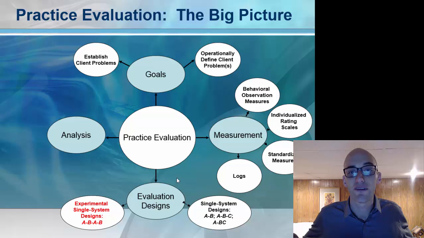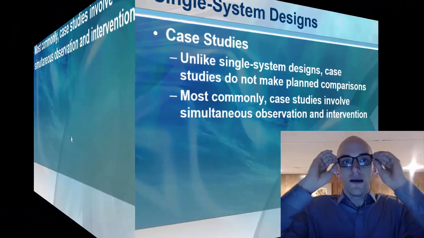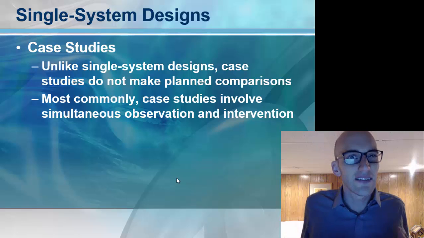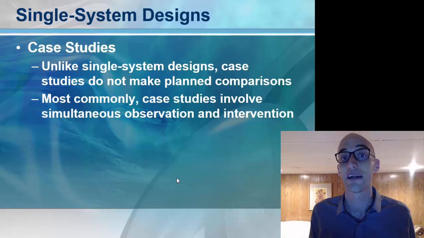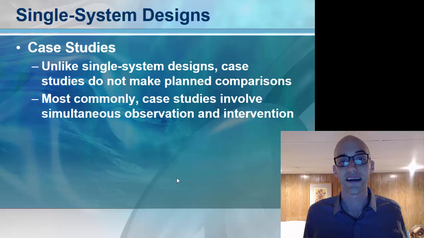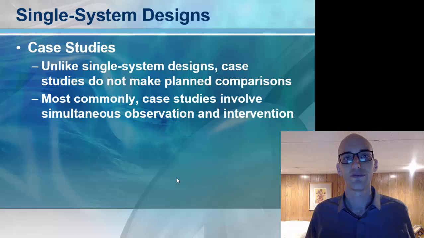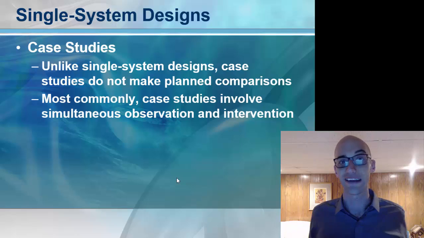We've already come up with a goals table, operationally defined problems, looked at different ways to measure the problem. Now we're going to get into a little bit more about single system designs and experimental designs. So you might be thinking, what is a case study and how is that different than a single system design? So case studies, unlike single system designs, don't make planned comparisons. So you're not really trying to look at a baseline versus an intervention. You're most likely just implementing the intervention right away. There's no comparison of A versus B, or like experimental research, one group versus another. A case study is just one person, one intervention, and you're not really doing any comparisons.